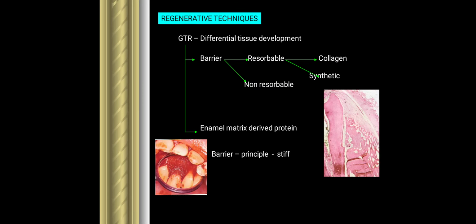For the regenerative techniques, guided tissue regeneration will be carried out. Differential tissue development will be done. For the GTR, we have to use a barrier that can be either resorbable or non-resorbable. The resorbable barriers can be a collagen barrier or a synthetic barrier. In GTR, enamel matrix derived protein is also used for the regeneration.